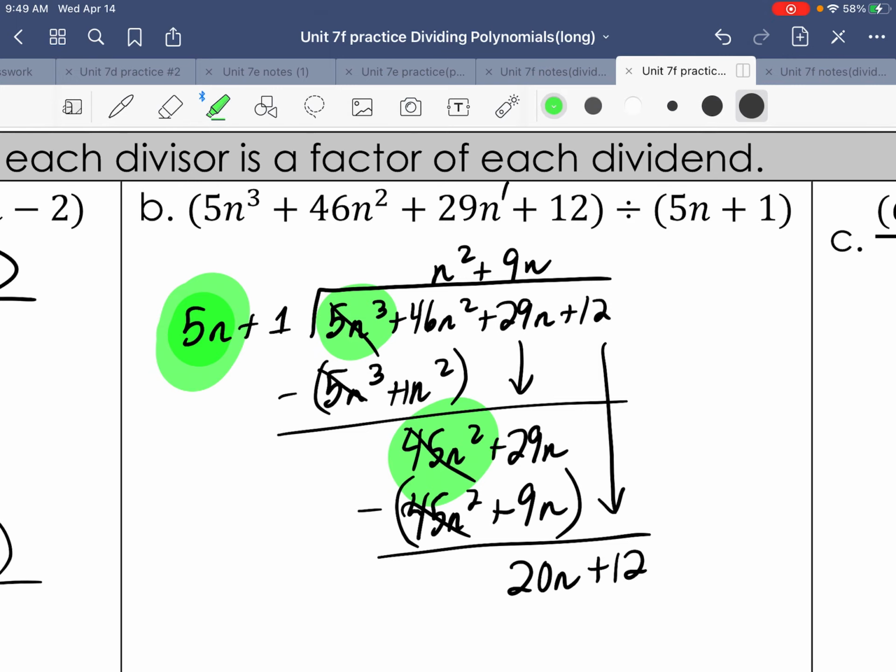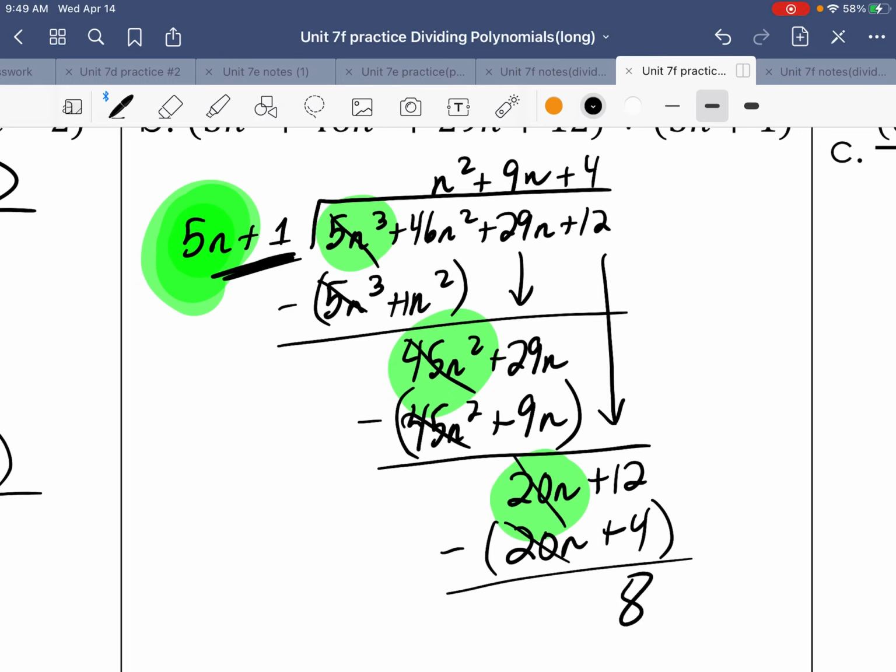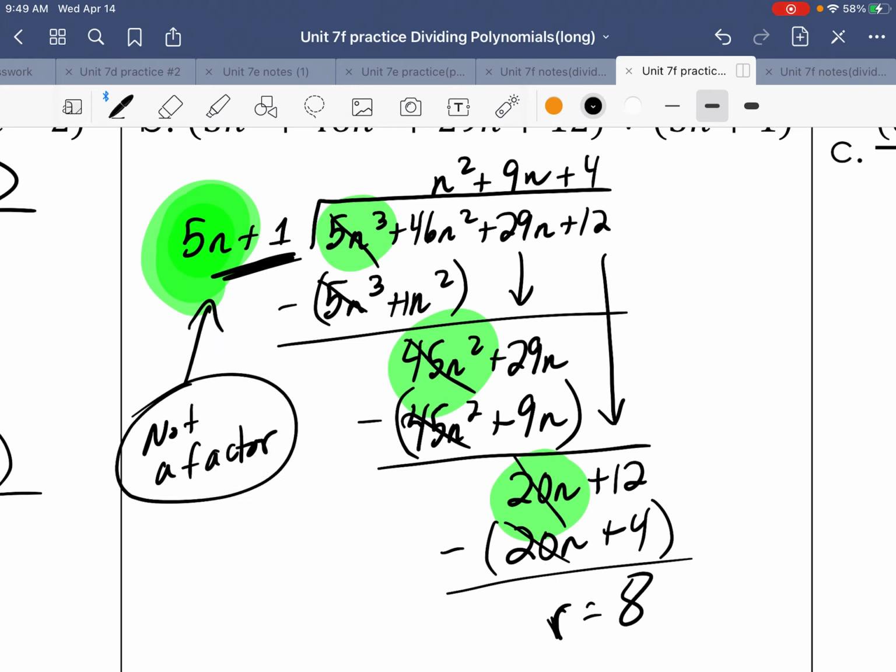And we got to divide. 20n, so first term divided by first term is going to be 4. Multiply it back down. So 4 times 5n is 20n, and 4 times the 1 up top, because we're distributing to that binomial, is 4. When we subtract these, first terms cancel, simplify, and the last one simplifies to 8. No more terms to bring down, has a remainder, so not a factor. That's actually your final answer, and it's because there's a remainder.